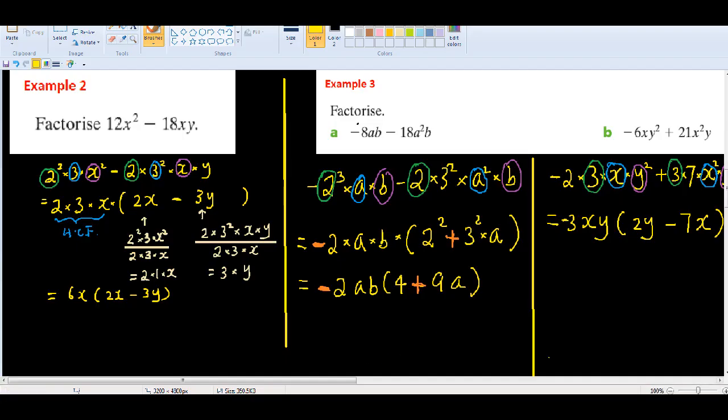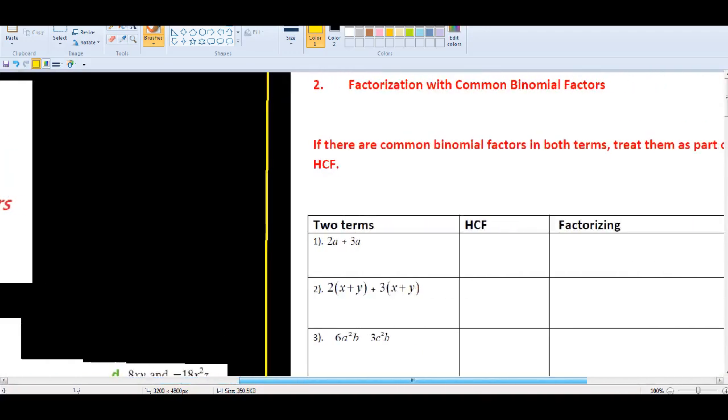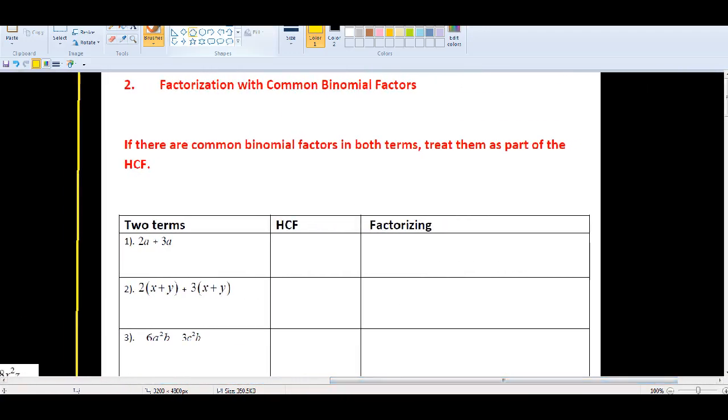Sorry, let me come back here. Right, so the second part of this video is about factorization with common binomial factors. What do we mean by binomial factors? Binomial just means a unit of 2 terms. Normally when we say binomial, you could imagine a polynomial with 2 terms, for example x plus y, x plus 2, 2x minus 1. These are binomial. So what do we mean by common binomial factors?